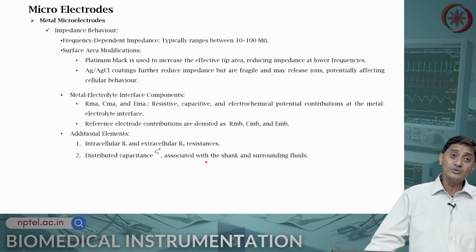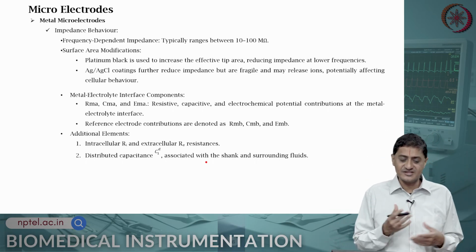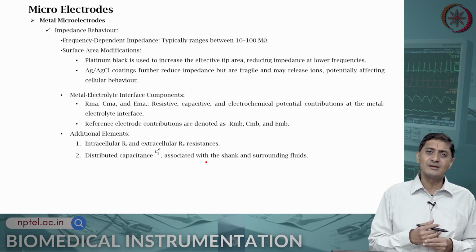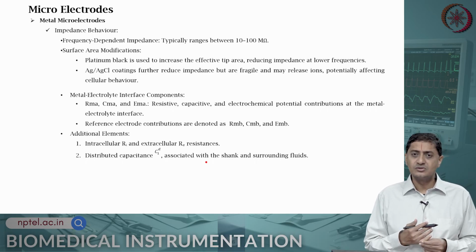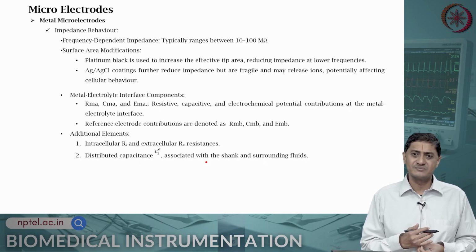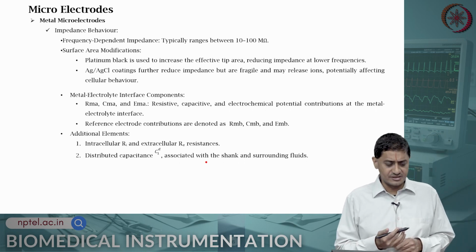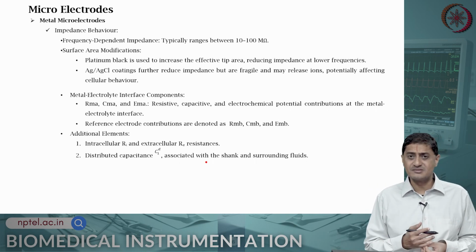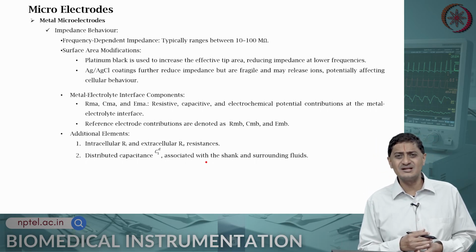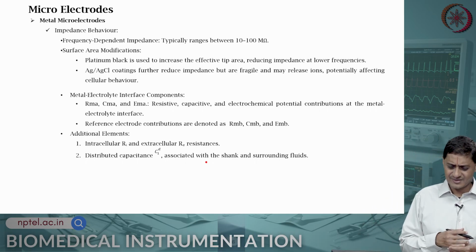Another thing I could do is to increase the surface area. For example, I could use platinum black to coat and increase the effective tip area, reducing the impedance at lower frequencies. Or I can use silver chloride coatings to further reduce impedance, but then the problem is that silver chloride coatings are relatively fragile and may release ions that might change the behavior of the cell.